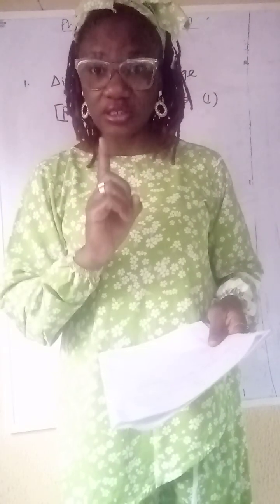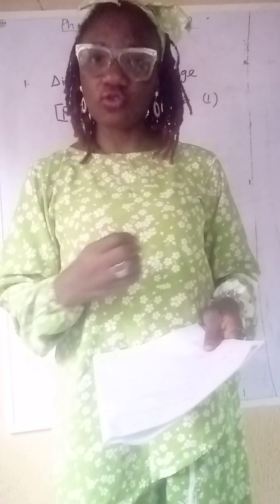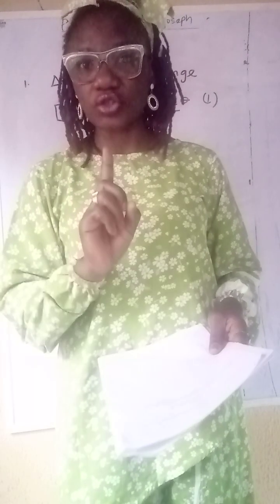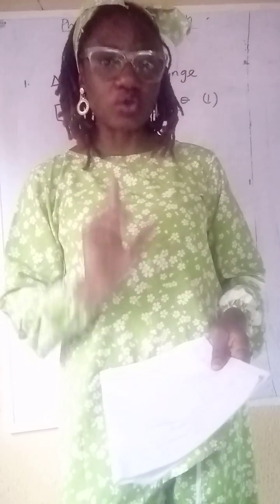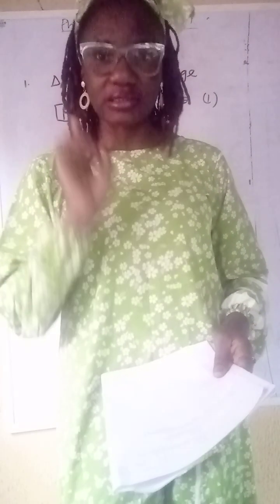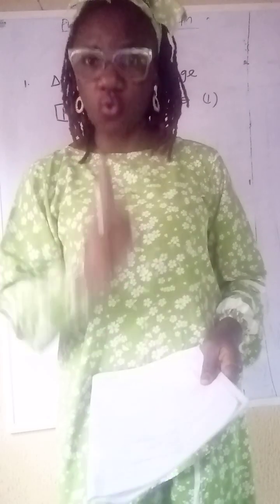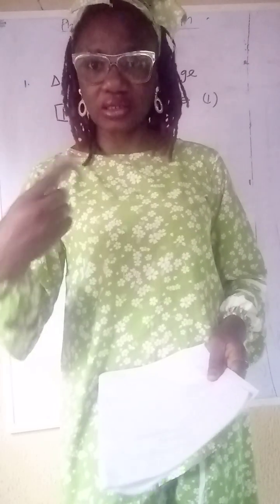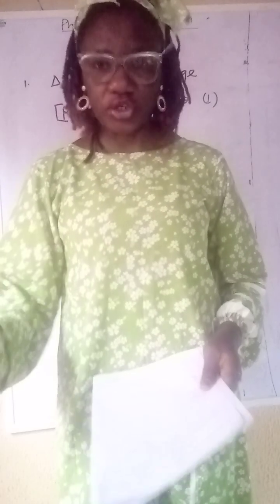Okay, let's talk about the question. Question 1, physics, part 1. You are expected to answer 5 questions for part 1 and 3 questions for part 2. So we are going to be looking at the 5 questions for part 1 using the WASSCE marking scheme. But in this video, I'm only going to be talking about question 1. So you have to check the next 4 subsequent questions.